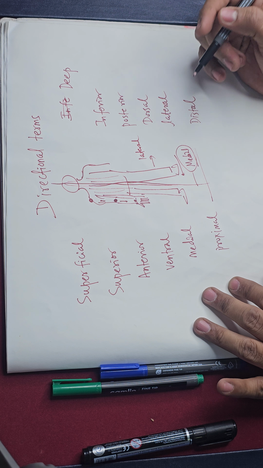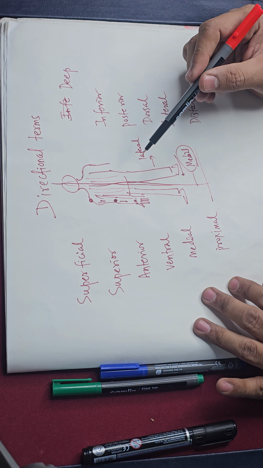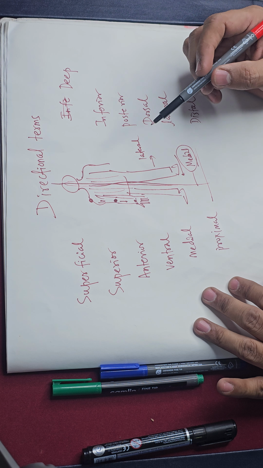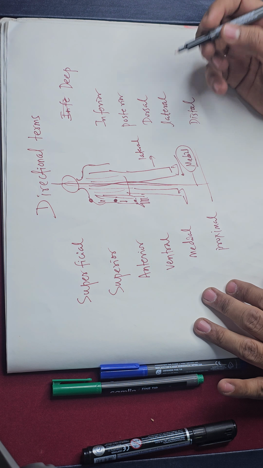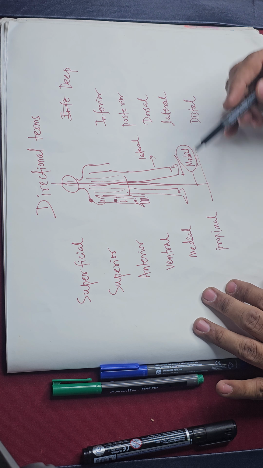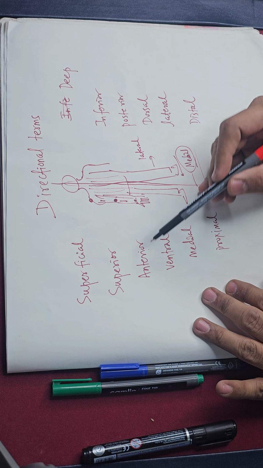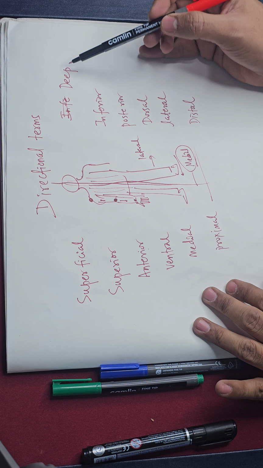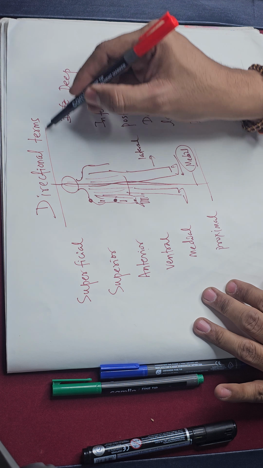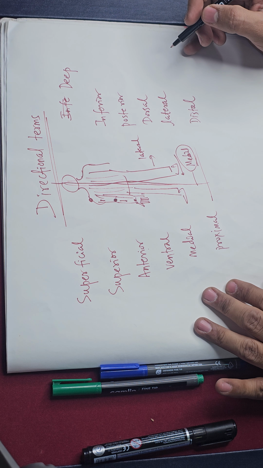So proximal and distal are the other two terms. Proximal means closest, distal means farthest. So respectively you can describe proximal, distal, medial, lateral, ventral, dorsal, anterior, posterior, superior, inferior, superficial, and deep. These are directional terms used to describe the anatomical structures.